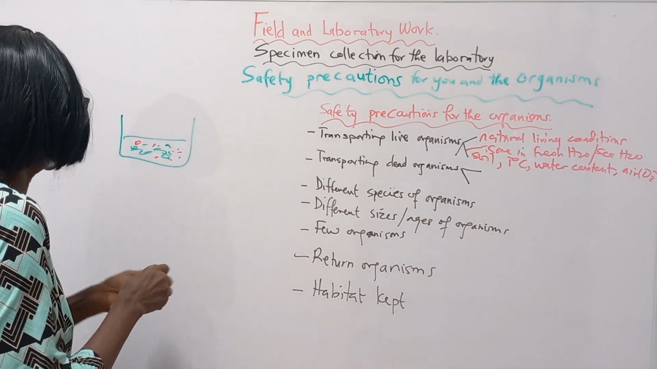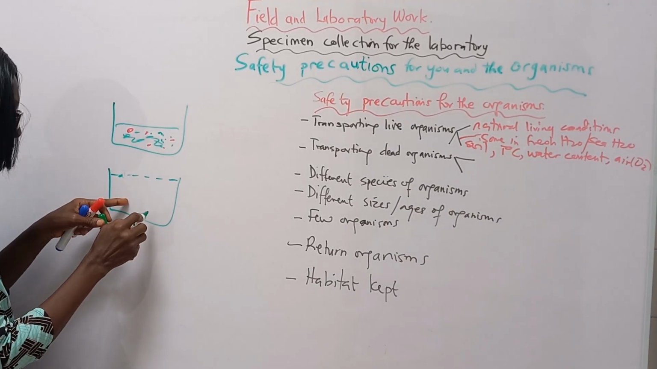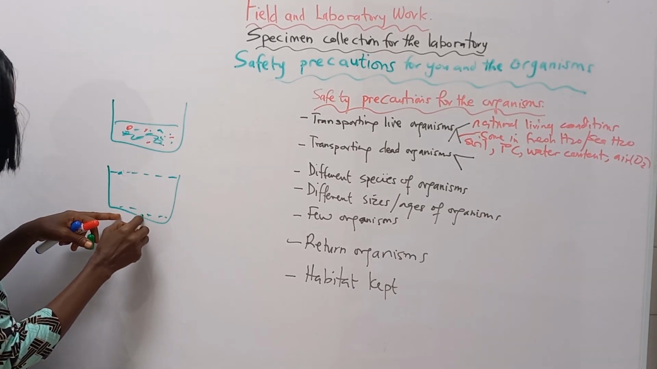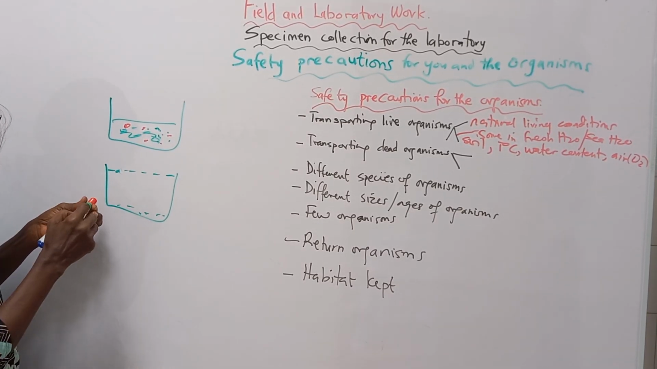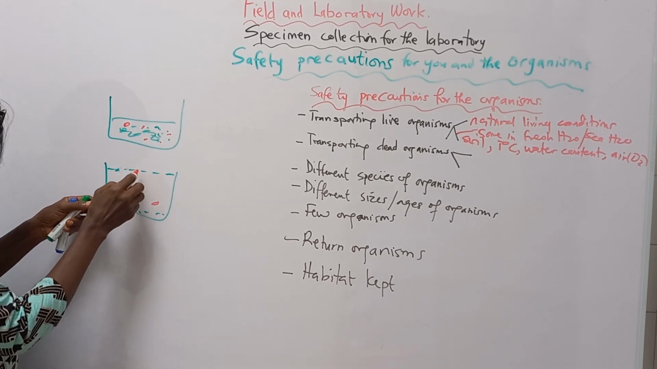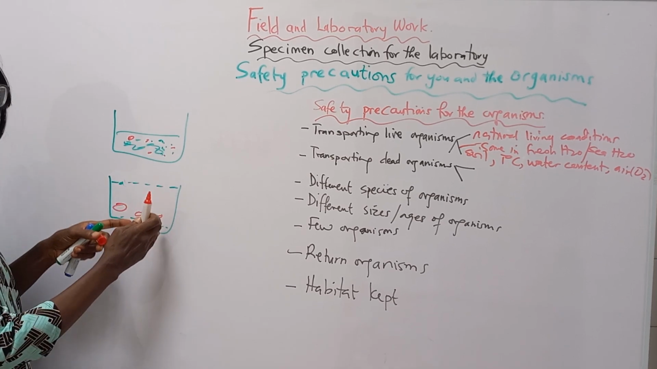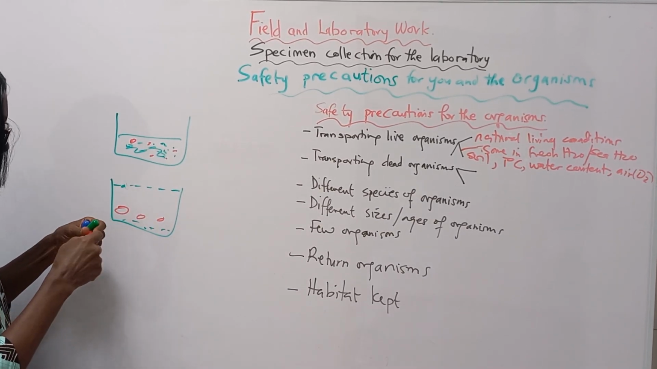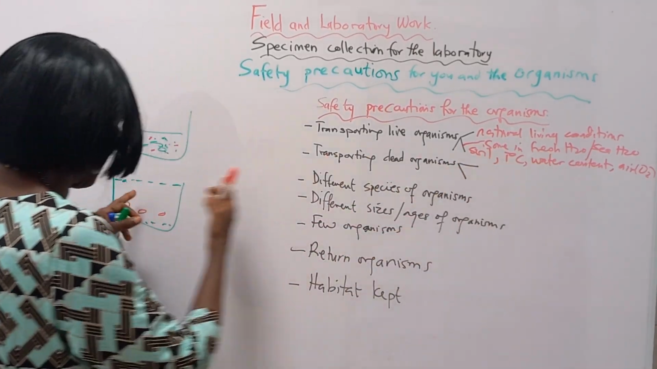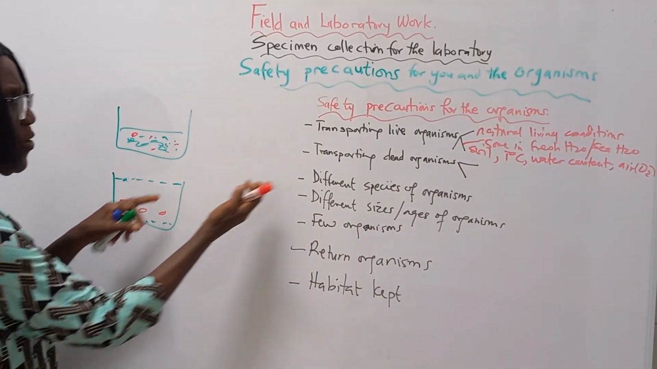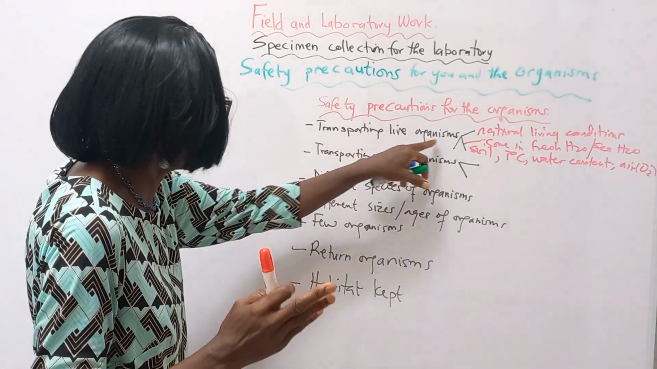And then if you are transporting snails, they can move out. So you have a container with a little soil in it. It should be moist. They like moisture, and the snails are in here. The top of this should be perforated so that the snails can have air, and it should be cool enough so that the snails don't die. So temperature, water content, air, all are important when transporting live organisms; their natural living conditions must be maintained.